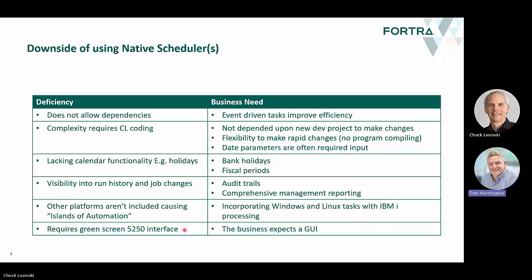Chuck, you want to handle the last one? Well, yeah. So the native scheduler, of course, is strictly green screen, at least that's how most people use it. And of course, with the folks coming into the business who are, let's say, in their 20s or 30s, they expect a GUI. And, Tom, I was thinking about this. How long have we had a graphical interface for Robot Schedule? Well, on and off, really for 25 years probably. Yeah. But the latest Java version has been around since 2005, 2006. Yep. Of course, it's been improved along the way.